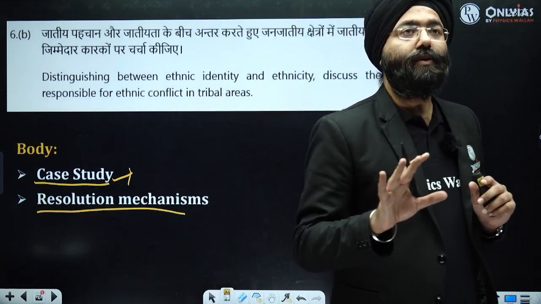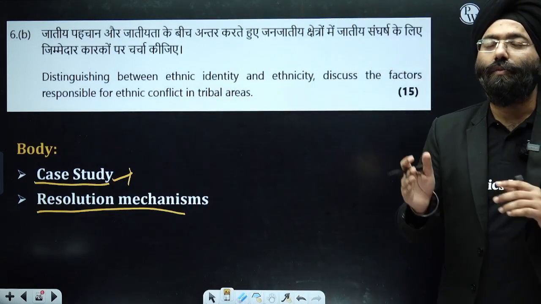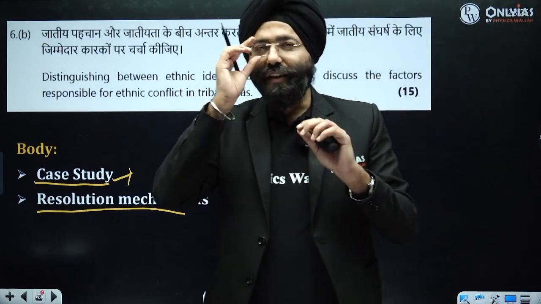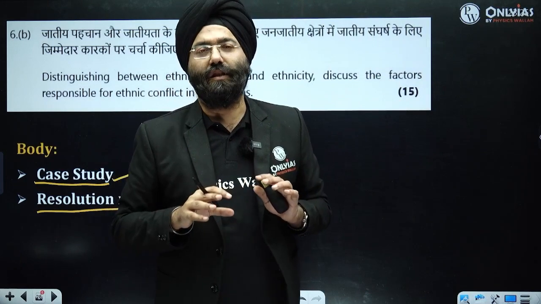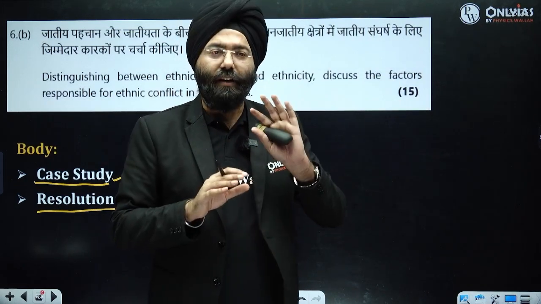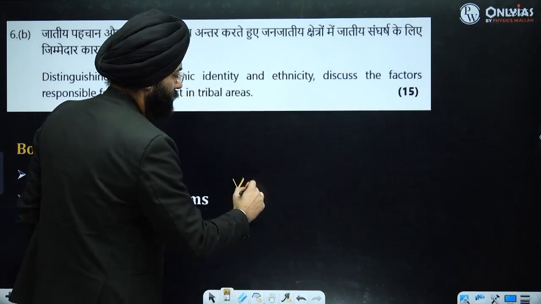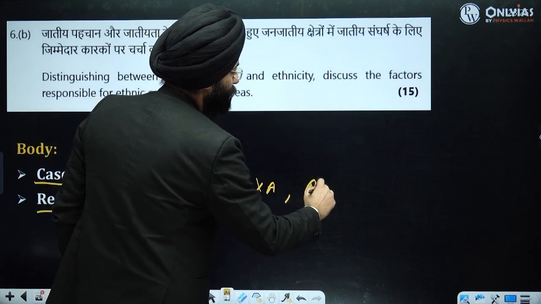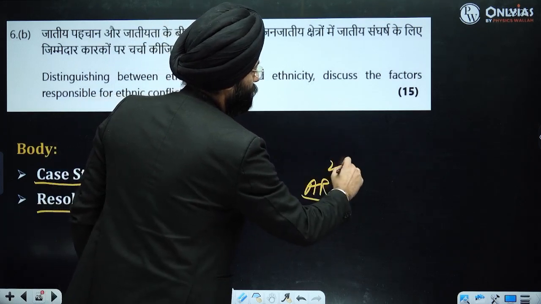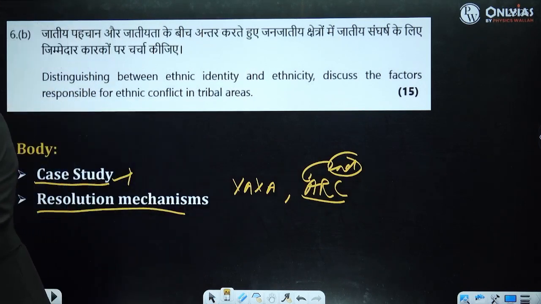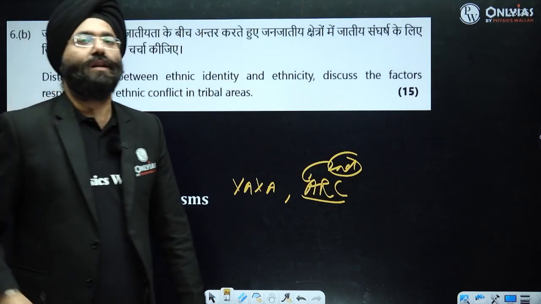The Kaka committee report mentions, in case of ethnic conflicts, what needs to be done and how it has to be resolved. So even if it is not asked, these are hidden elements in the questions that are asked. Put them in, make your answer a little bit attractive and different from the others. Use the Kaka committee. Use the Administrative Reforms Commission, the second ARC report. If you do this, you are bound to get better marks.